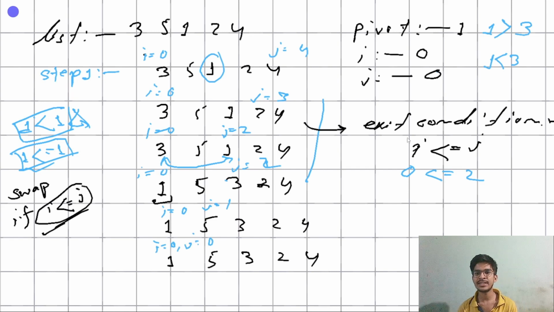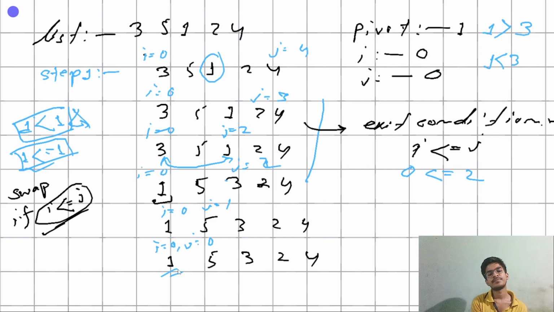So here this exit condition is satisfied, and it will get out of the loop. It will close. And after step 1, we see our pivot element is at the correct position. Our pivot element is at the correct position.